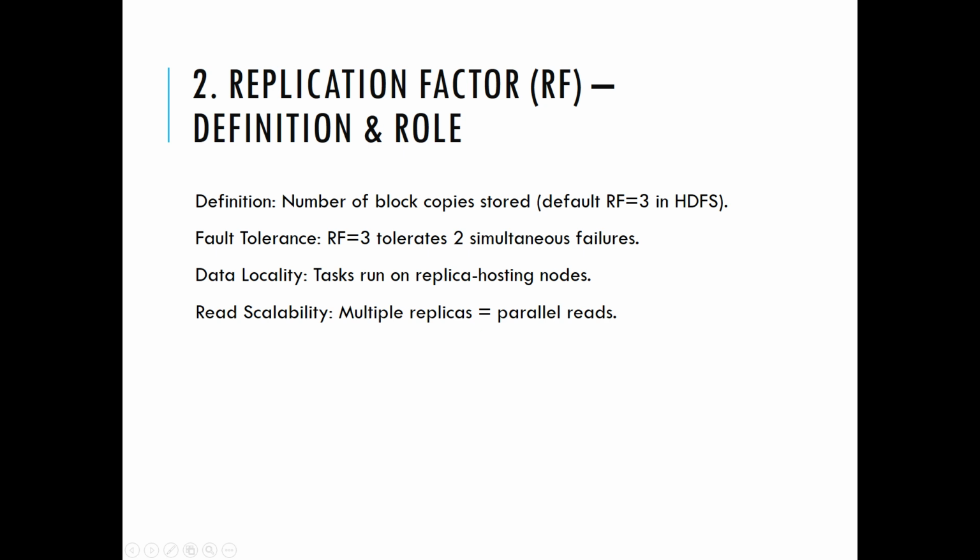Next, let's define the replication factor, often abbreviated as RF. In HDFS, each data block is stored in multiple copies across the cluster. By default, the replication factor is 3, meaning each block exists on 3 different nodes. This provides fault tolerance, allowing the system to withstand up to 2 simultaneous node failures without losing data. It also enhances data locality. Computation tasks can be scheduled on nodes that already host the required data block. Plus, it supports scalability. Since multiple replicas exist, concurrent read requests can be distributed across nodes for faster response.